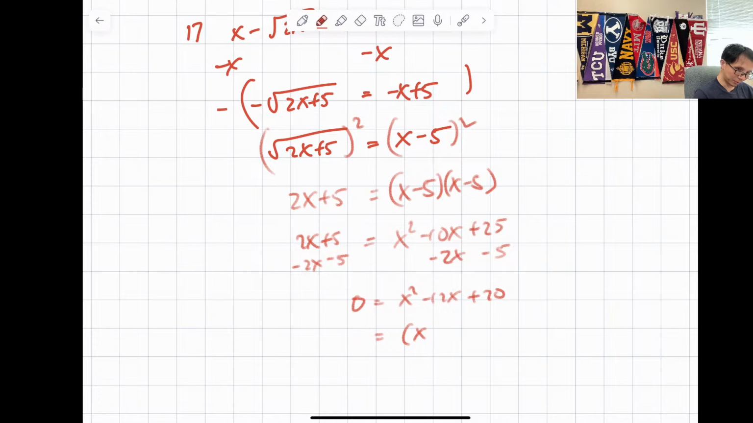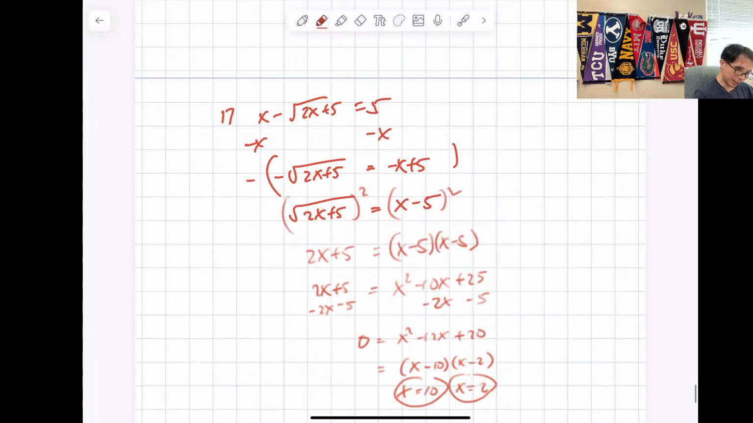10 and 2, I think. And x is equal to 10 and x is equal to 2. Now, with this answer, I'm going to plug it back in. I need to check for extraneous. You cannot just say that's the answer, especially on your SAT.